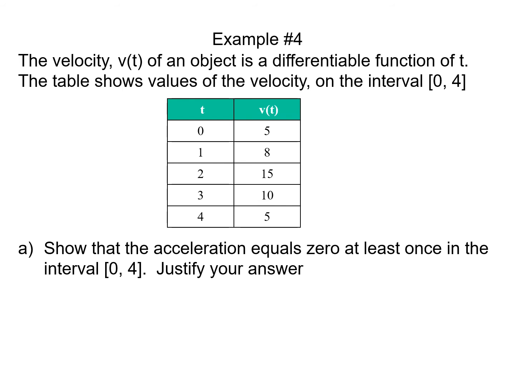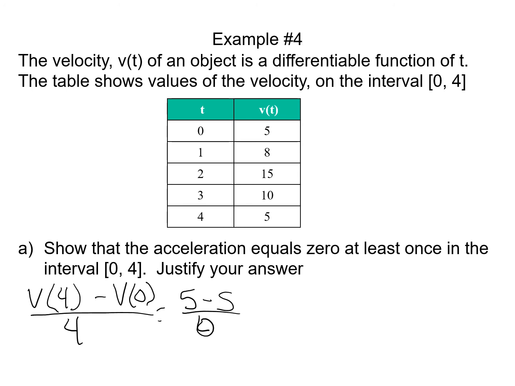Because if I can show that the average rate of change of the acceleration is equal to 0, then I can show that the derivative has to equal 0. So if I want to show that the average rate of change is equal to 0, I could evaluate V of 4 minus V of 0 over 4. So that would give me the average rate of change, which would be the average acceleration. And we see that that is 5 minus 5 over 0.